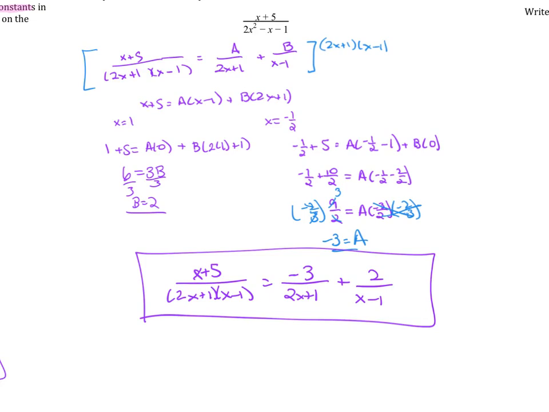Now, one little thing to note is that it doesn't matter which one gets written where, right? So maybe you wrote your x minus 1 first and 2x plus 1 second. It's fine. It'll still be the same numerator on top, regardless of where this ends up. So there's not a certain way that you have to write it. You will end up with the same answers.